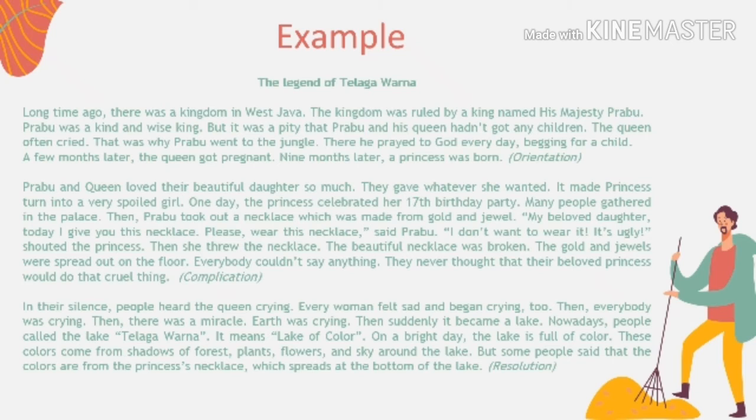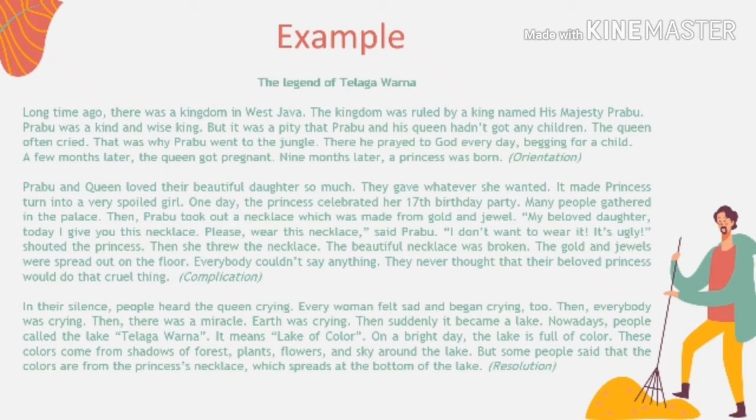The first paragraph is the orientation. It introduces the characters of the story. There are Prabu and the Queen, who had not got any children, and after Prabu prayed to God, they finally got a daughter. And then the second paragraph is the complication, in which the problems of the story were developed.